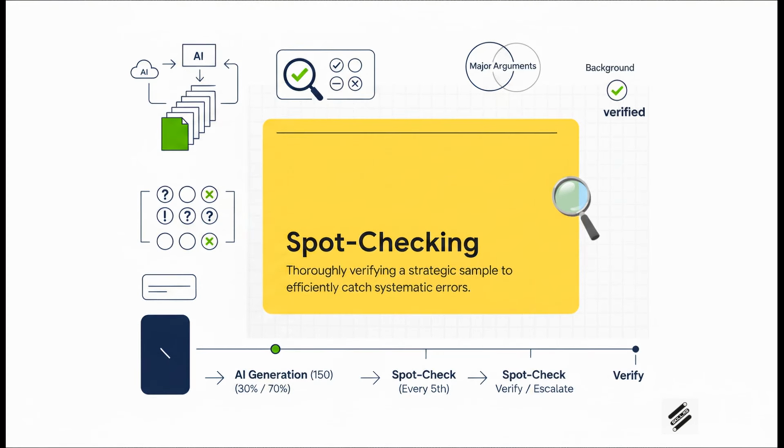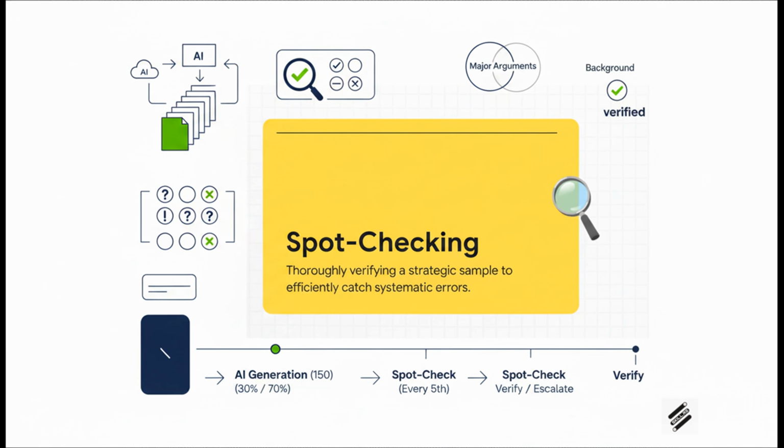Now, we have a real efficiency problem to solve here. How do we verify massive volumes of AI output without grinding our team's productivity to an absolute halt? Well, the answer is professional-grade spot checking. And listen, this is not just casual skimming over your morning coffee. Spot checking means verifying a strategic sample thoroughly to catch systematic errors efficiently.